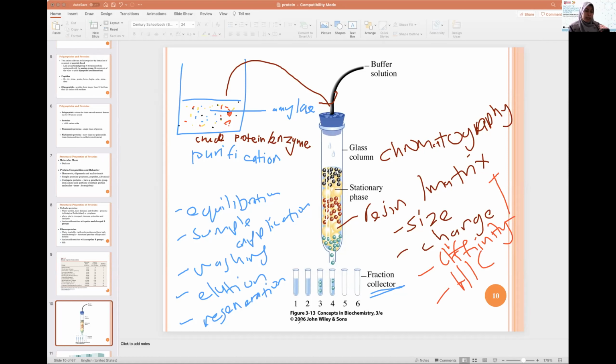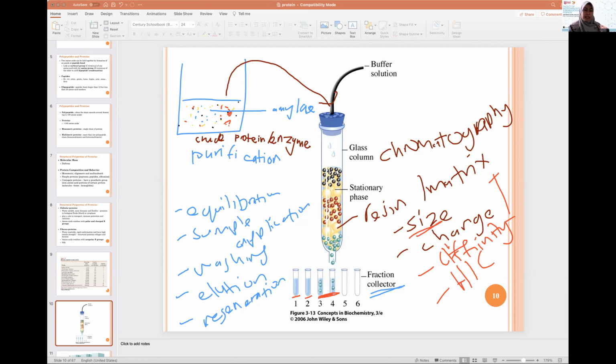Here we can see the fraction collector will collect the protein. The first two tubes, the earlier part, will be the equilibration buffer coming out first, because we have equilibrated the matrix with the equilibration buffer. Then, when we start to apply our sample, this green protein will come out first. Instead of a mixture like this, the protein comes out according to the time we have determined. If it is according to size, the bigger protein will come out first.